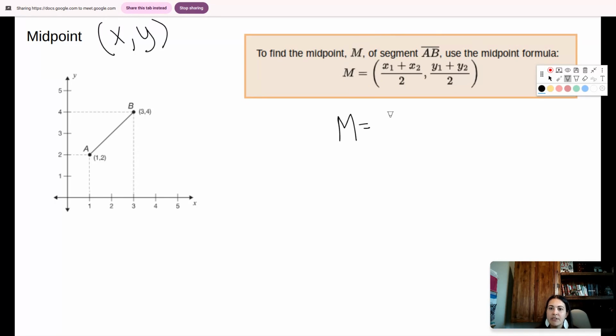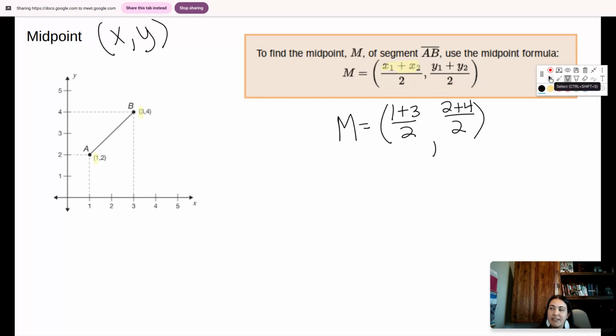All right, so what we're going to do is fill in this formula, and the formula looks quite complicated, but it's really not. We are going to add the x values, divide by 2, and then we will add the y values and divide by 2. That's it. We're taking the average of the x values and the average of the y values. We're adding them and dividing by 2. Okay, so I'm going to start with the x's, and I'll just highlight them. Okay, we're going to add the 1 and the 3, and we're going to divide it by 2. And then we're going to add the 2 and the 4 and divide it by 2.